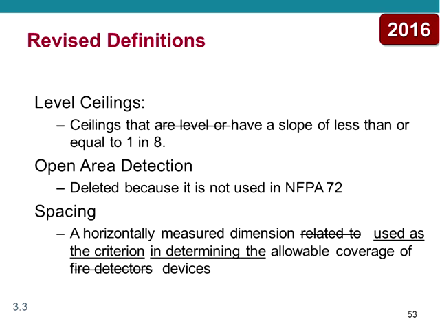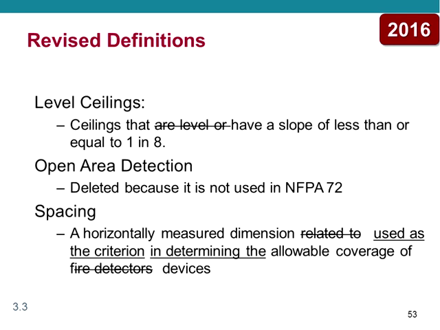There were very few changes here to Initiating Devices, Chapter 17. The ones you see here are shown in legislative text. We slightly revised the definition for level ceilings, and basically now level ceilings are ceilings that have a slope of less than or equal to 1/8 pitch. We don't say level anymore. We just say less than or equal to 1/8.